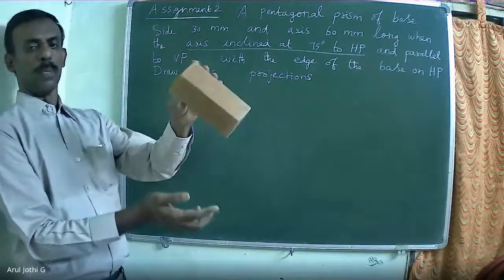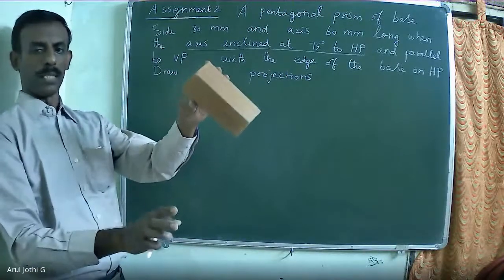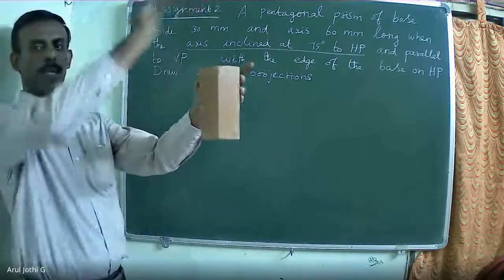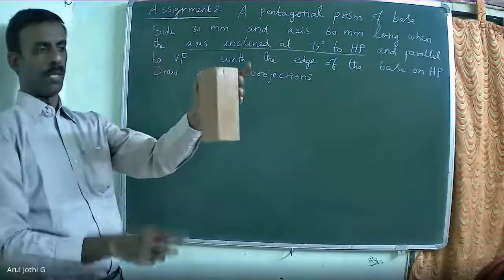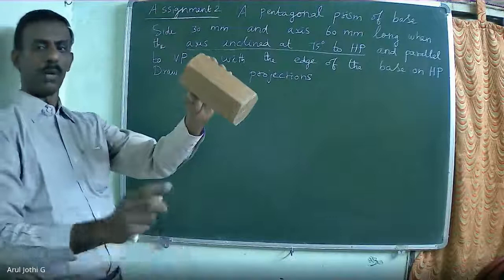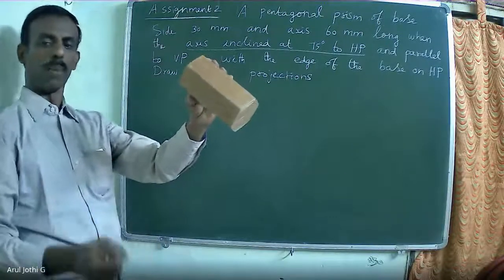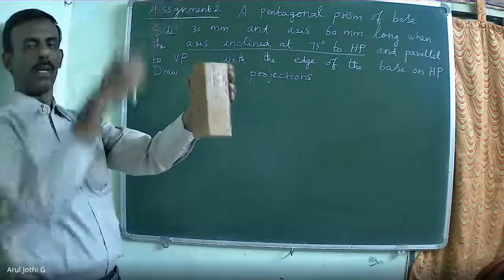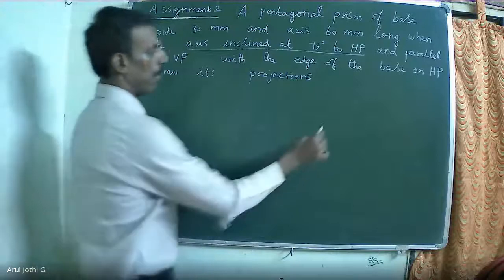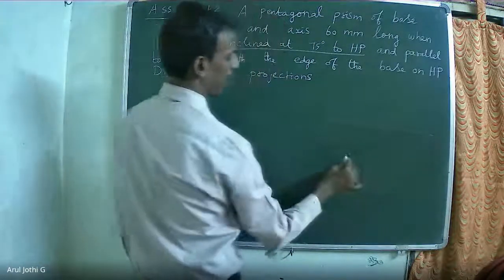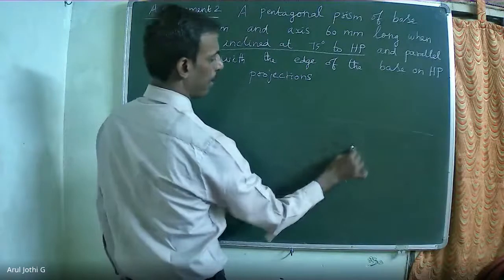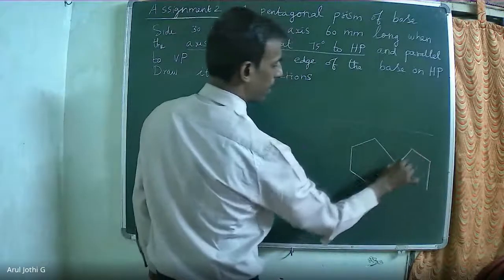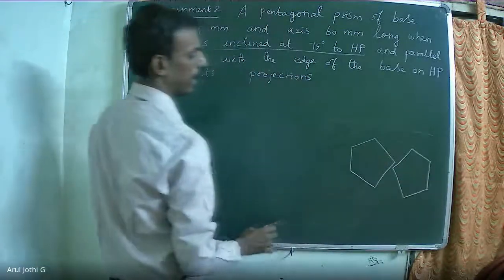Axis inclined to HP means, for any solid, assume the axis perpendicular to HP and start with the top view. So you can straight away start with the top view if the axis of the prism, or cone, or cylinder, or pyramid, whatever the solid, is inclined to HP. Now when you draw the top view, you have to decide the orientation properly. There are 2 possible orientations available. You can draw the top view in either of these 2 possible orientations.